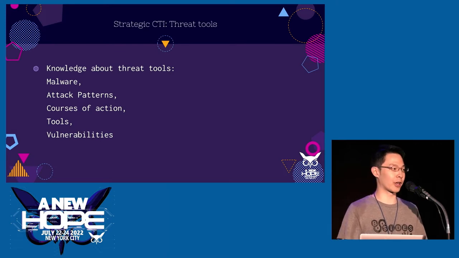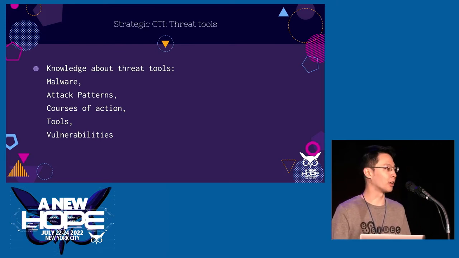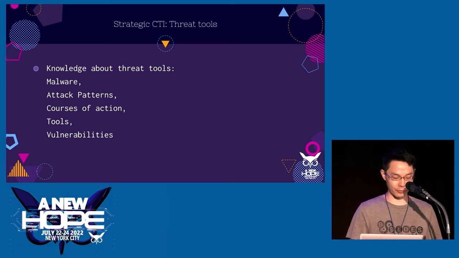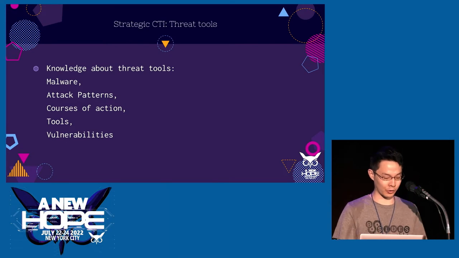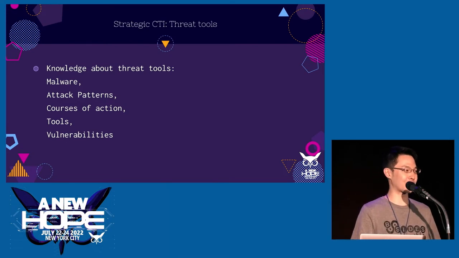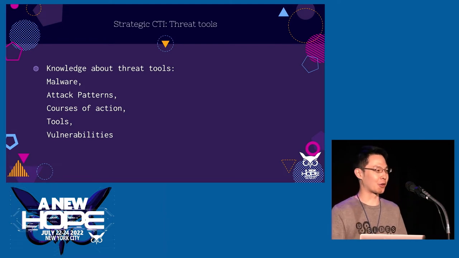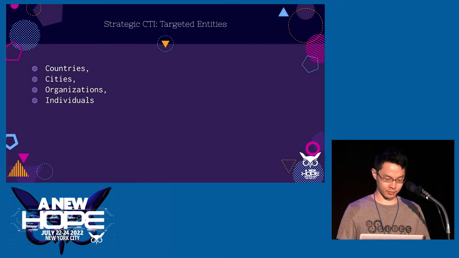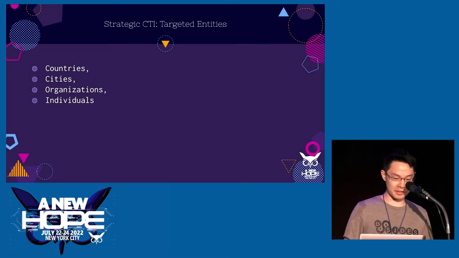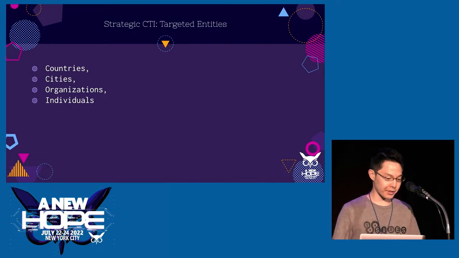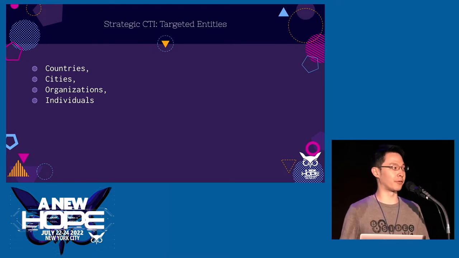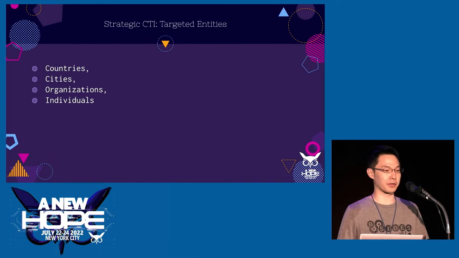And of course, you can't forget about vulnerabilities, right? After all, your threat actors are using vulnerabilities to their advantage, and they're tracked by the CVEs and things like that. So targeted entities falls under countries, cities, organizations, and individuals. Pretty self-explanatory. Usually, these would be what you call the victimology, the victims of attacks and of threat actors and things of that nature.